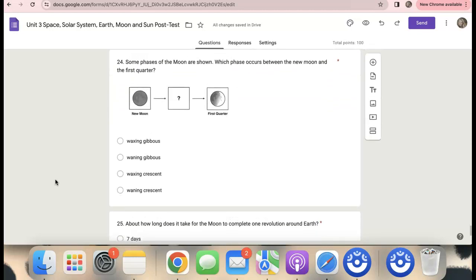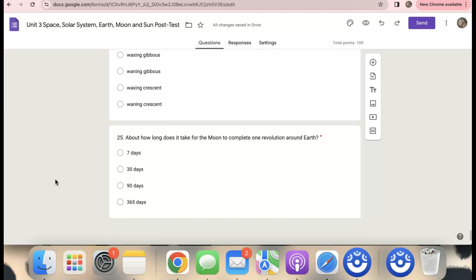Number 24. Some phases of the Moon are shown. Which phase occurs between the new Moon and the first quarter Moon? Waxing gibbous, waning gibbous, waxing crescent, or waning crescent? And then number 25. About how long does it take for the Moon to complete one revolution around the Earth? 7 days, 30 days, 90 days, around 365 days?